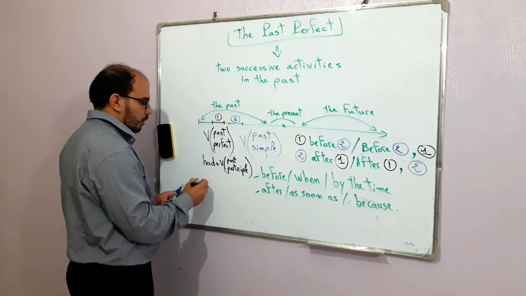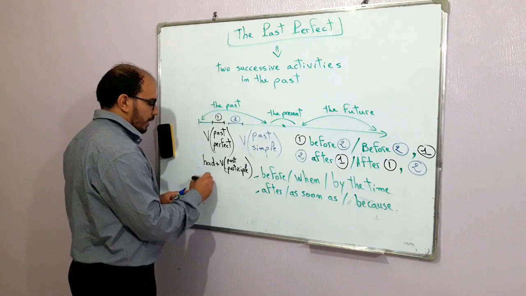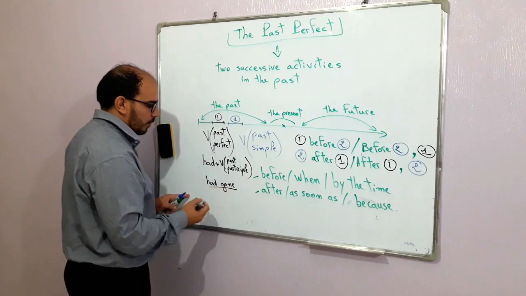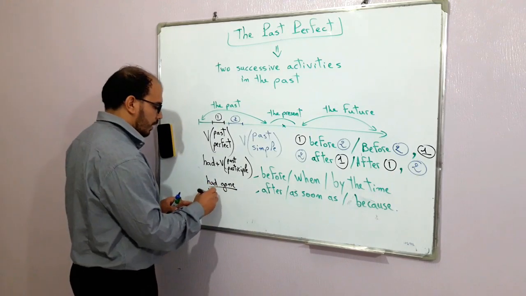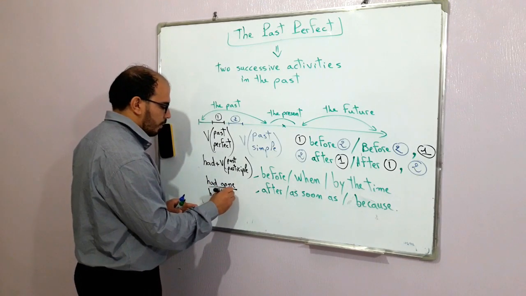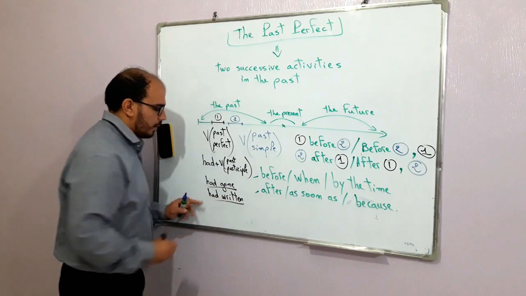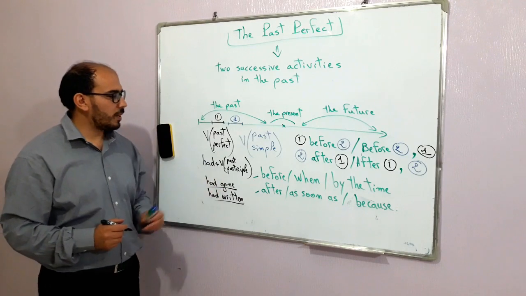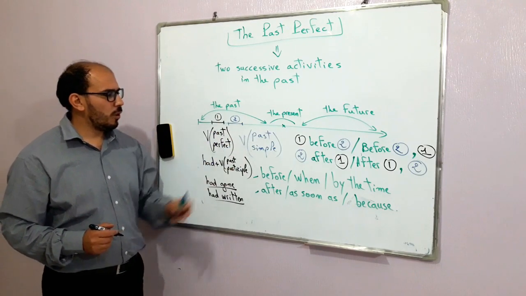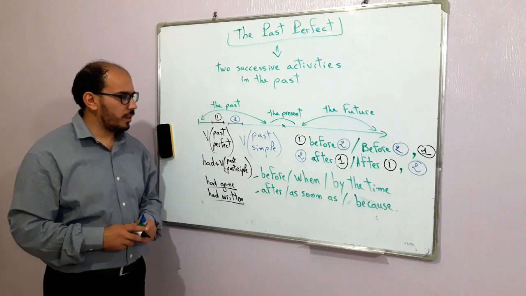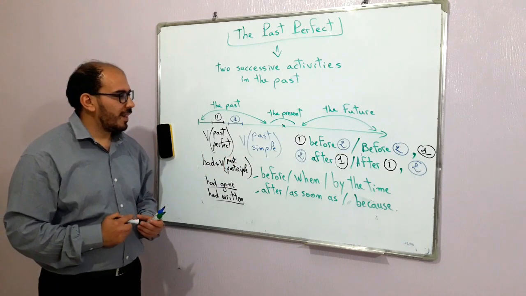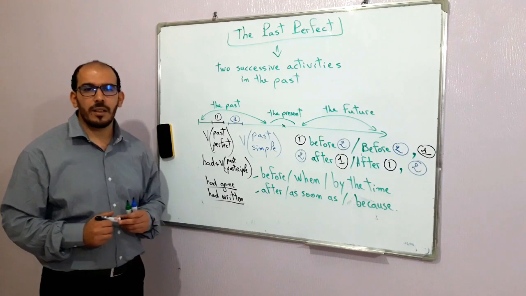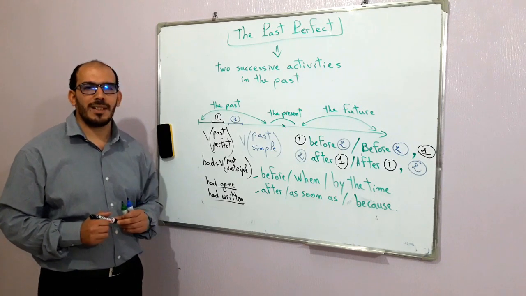When I talk about the verb go, it is had gone. When I speak about the verb, for example, write, had written. So this is the past perfect: had plus the verb in the past participle. And activity number 2, all the time the verb is written in the past simple. That's it. For better understanding, I check your understanding as well. So let's move to the exercises.